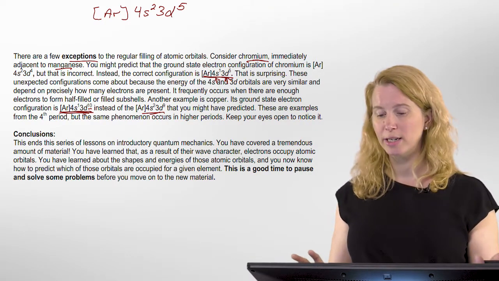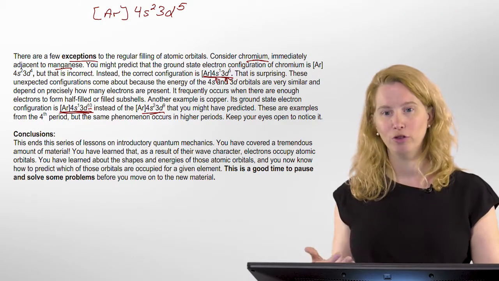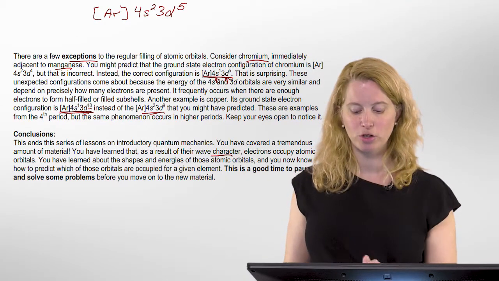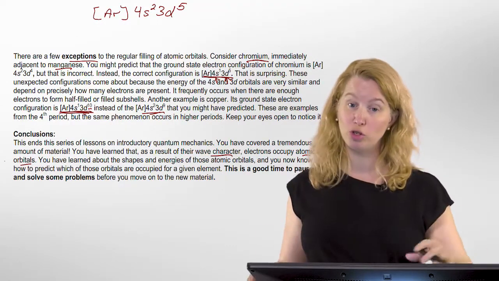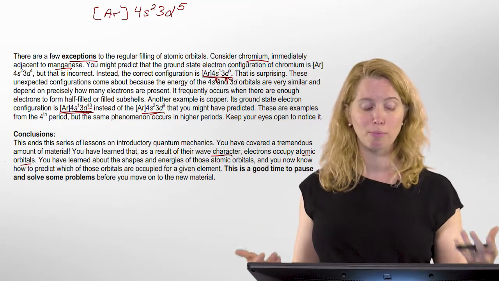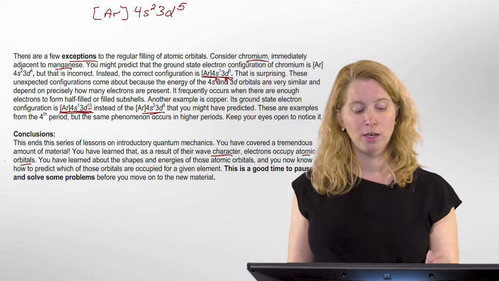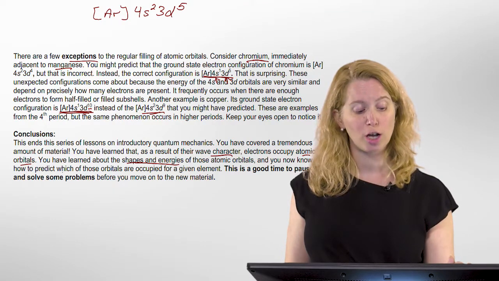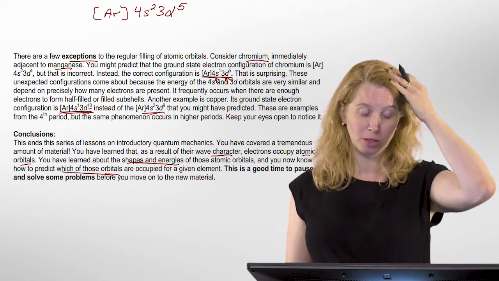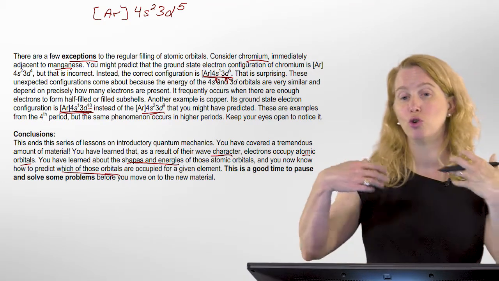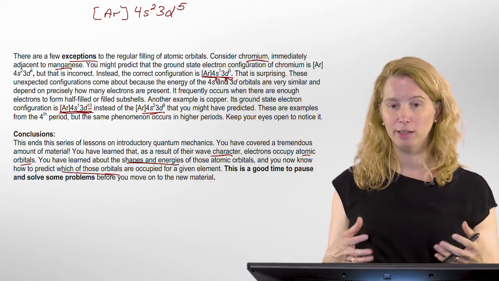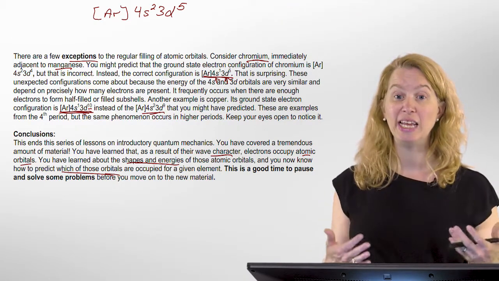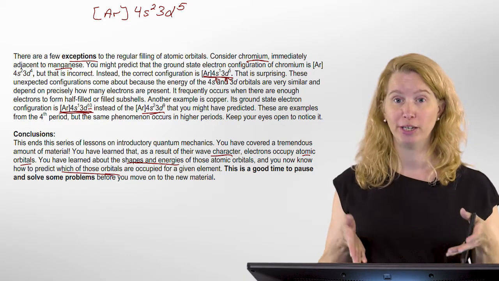So I just want to take 1-2 minutes to summarize what we've learned thus far in the simplest possible terms. So far you've learned that as a result of their wave character, electrons occupy atomic orbitals, which are basically just wave representations of the probability of finding an electron at a place in space. You've learned the shapes and the energies of those atomic orbitals, and you now know how to predict which orbitals are occupied for any given element. So you're able to use all of this information that you've learned from quantum mechanics, these abstract physics ideas, to predict the arrangement of electrons in any element of your choice using the periodic table.